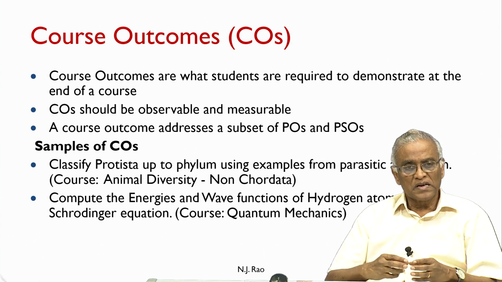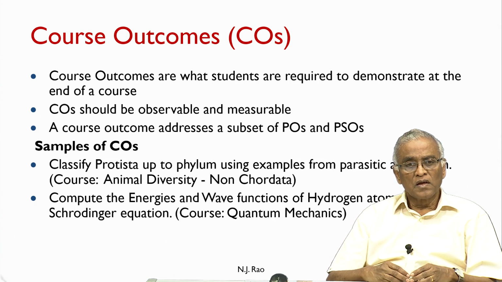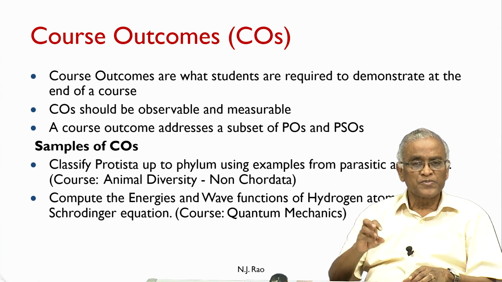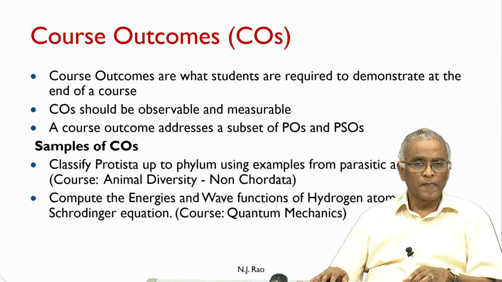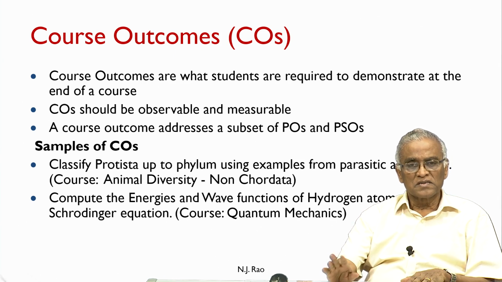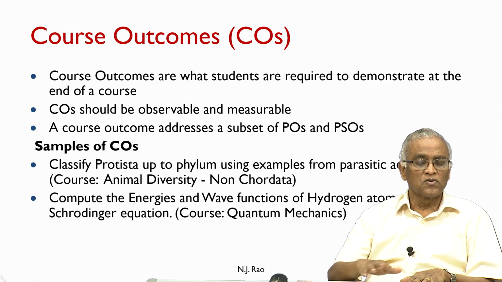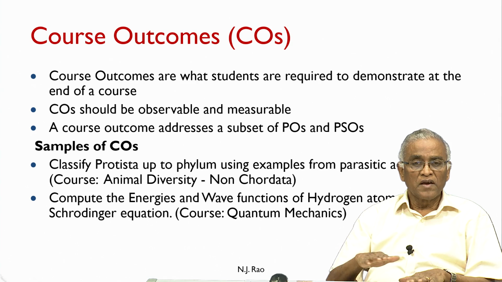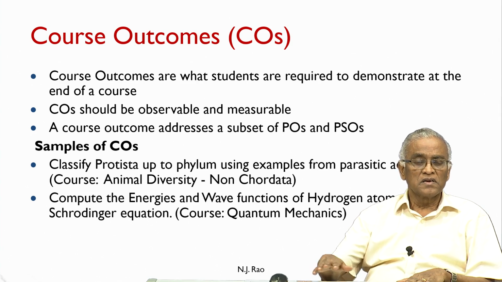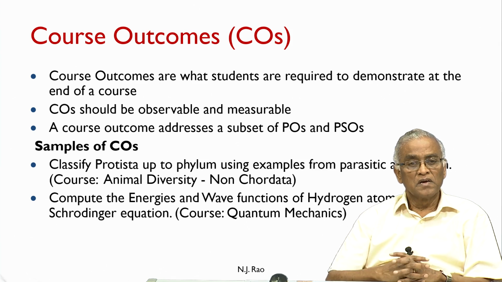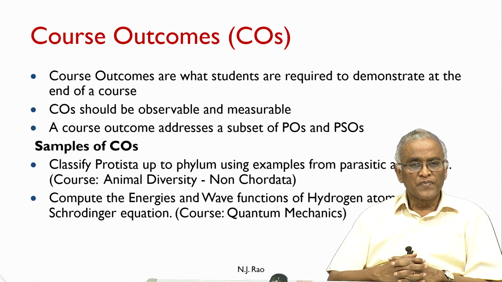So what happens whenever I take a course, each course will address a subset of the POs and PSOs that I write. We will go through that exercise later, but remember that if I have, let us assume, 8 POs and 4 PSOs, these 8 plus 4 have to be attained through all the core courses. But every course may not be able to address all the 8 POs and 4 PSOs. They are likely to address only a subset of them. That should be remembered.